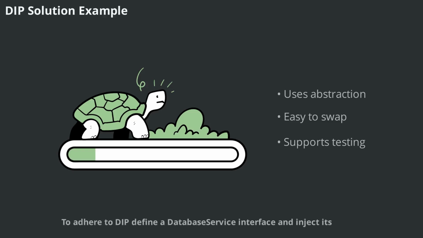To adhere to DIP, define a DatabaseService interface and inject its implementation into UserProcessor using Spring Boot's @Autowired annotation. Now, UserProcessor depends on an abstraction, not a concrete class. This design allows you to swap out implementations easily, enhancing flexibility and supporting unit testing.